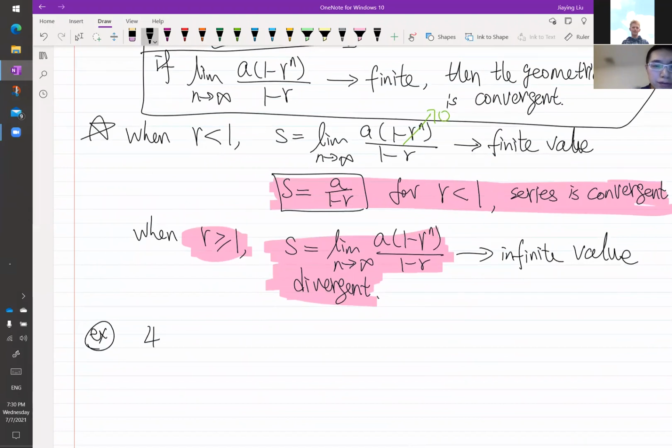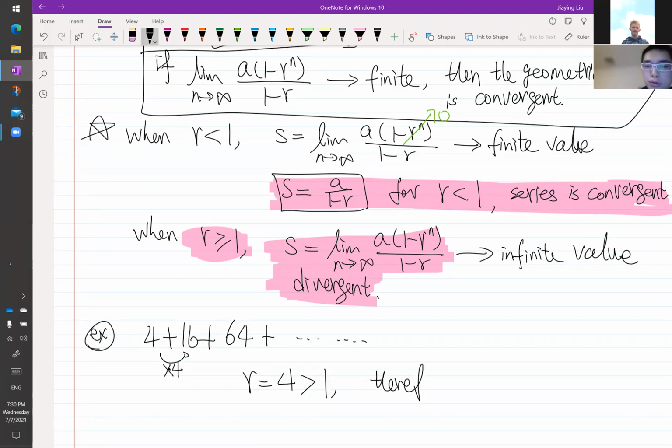The example earlier, 4 plus 16 plus 64 plus so on, we did not finish earlier. This series we already talked about, it has a common ratio of 4. So common ratio r is equal to 4, and that is going to be greater than 1. We know that for sure. Therefore, the series is divergent.